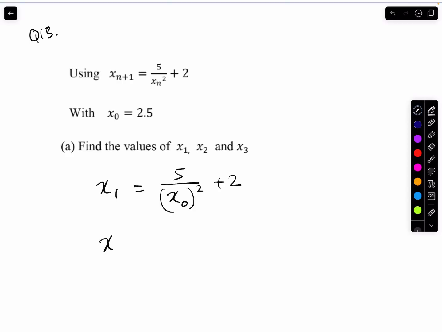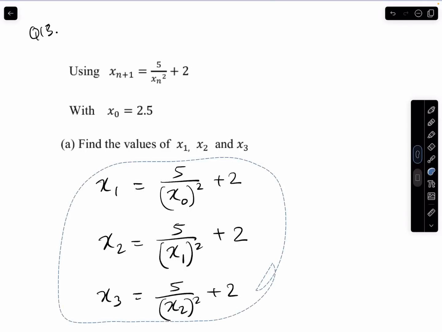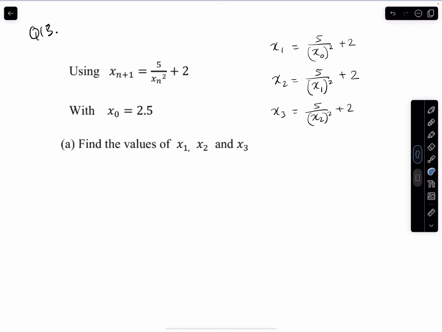If I'm finding x2, I will do 5 over x1 will now go in there, because that's the term before x2, square that plus the 2. All right, so on and so forth. If I'm finding x3, I will do 5 over x2, square that plus the 2. All right, so this is something just as knowledge. Just park it up there.